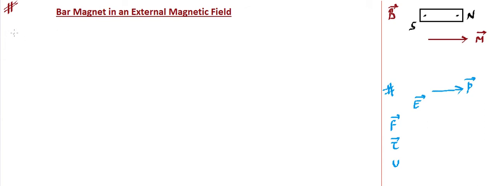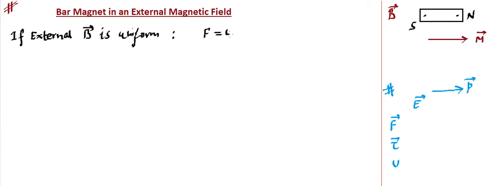So first case, if the external magnetic field, and when we say external magnetic field, that means this field is coming from outside, is uniform, then what happens? Then we can write all the quantities. We will say the force on the bar magnet, how much the force on the bar magnet is going to be, that's going to be 0. And how much the torque on the bar magnet is going to be: magnetic dipole moment cross the field in which it has been placed. So it's going to be M cross B.